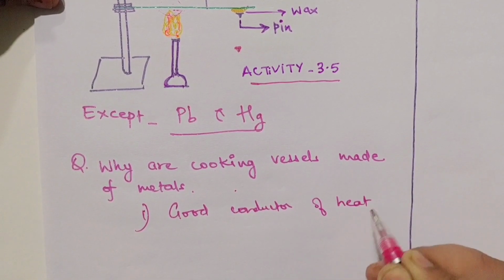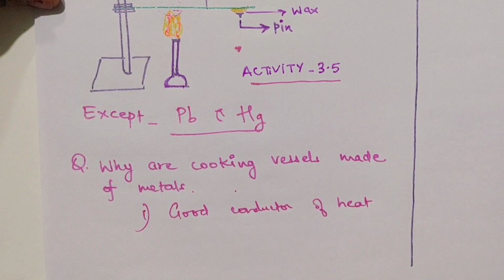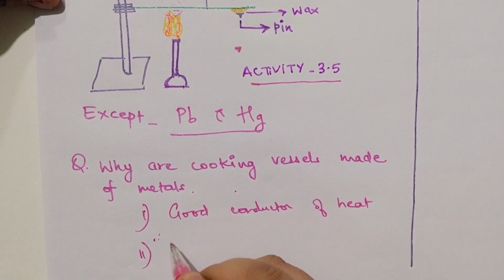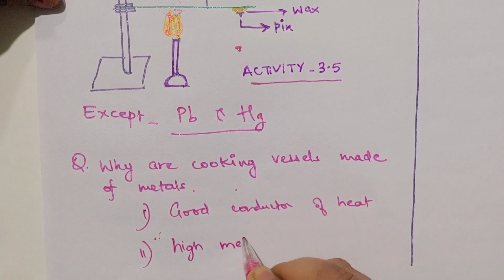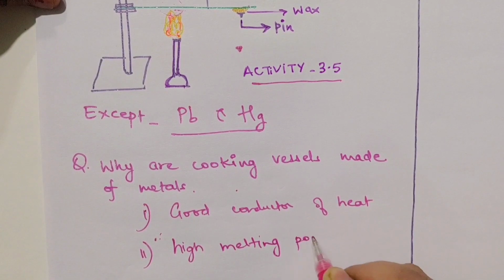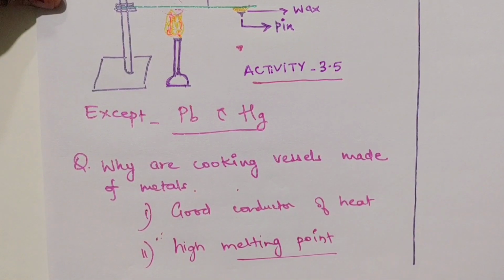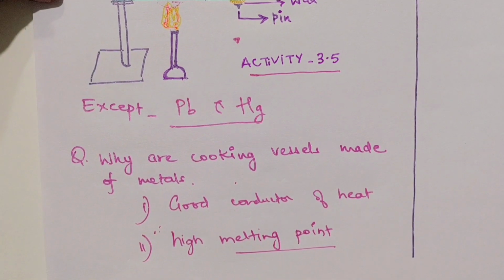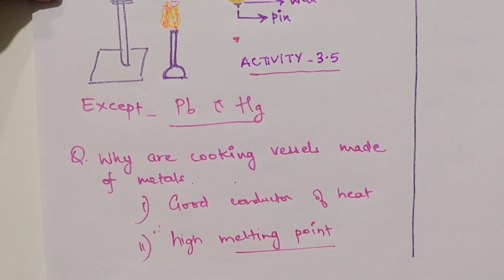You would want the heat to go from your burner to the vessel and therefore to the food. So the vessel needs to conduct heat. Second thing is they have a high melting point. You would not want your cooking vessel to get melted while cooking. So it has to have a high melting point as well.